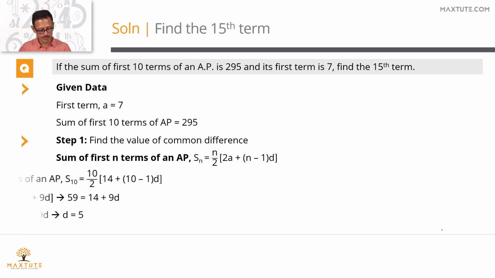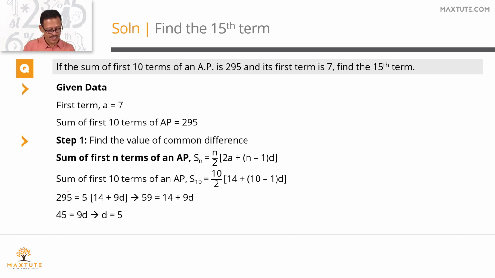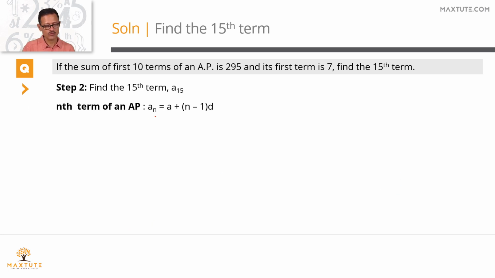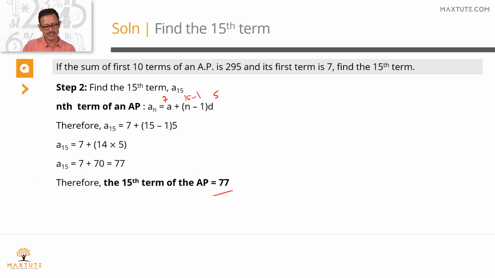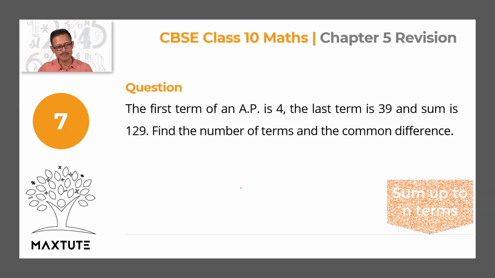Quickly run through both these parts in a printed form. Take S10 as 295. 10 by 2 is 5. 14 plus 9d. Divide both sides by 5. We'll get 59 on the left hand side, and the right hand side will just be this expression. Take 14 to the left hand side. 45 equals 9d. d is equal to 5. We're going to plug that into this formula. We know the value of a, which is 7. We found out the common difference to be 5. We're trying to find out the 15th term, so it's 15 minus 1, resulting in the value of the 15th term being 77. Next question.